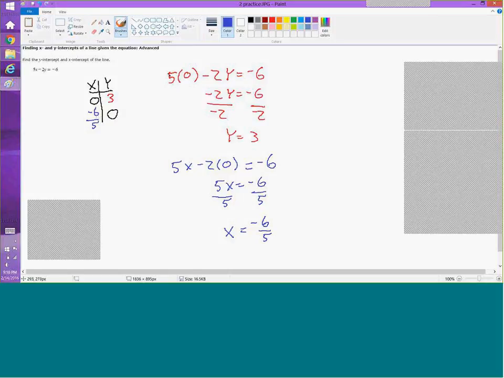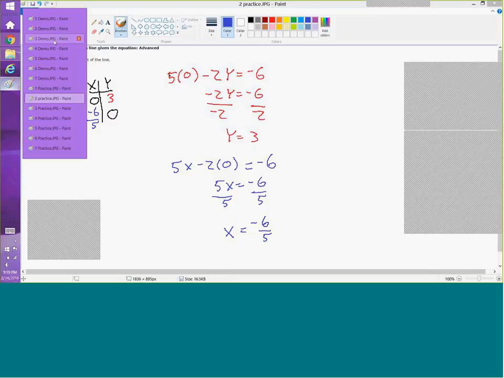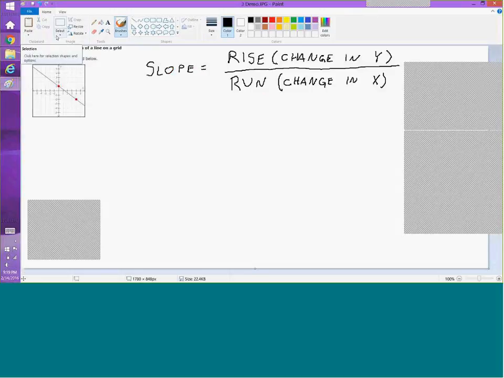Anything else? All right, good. That's demo number 3. This time we're given the graph and we're asked to find the slope. We're given the y-intercept too, just for the fun of it. Hey, math is fun.